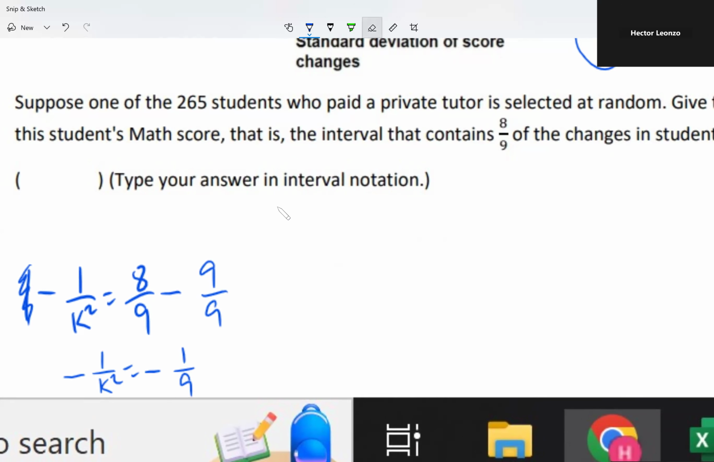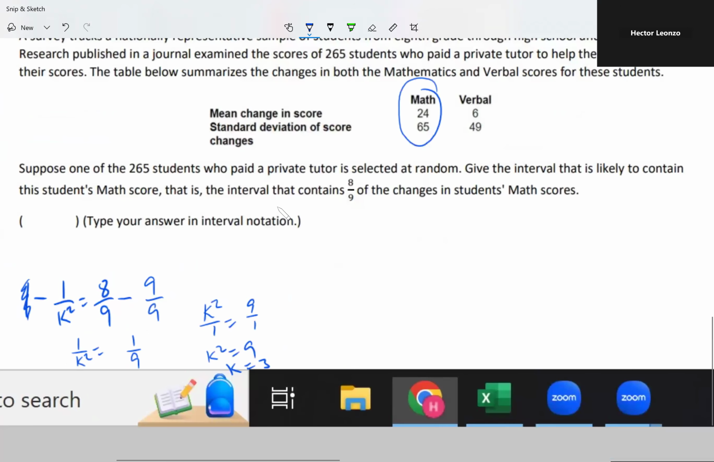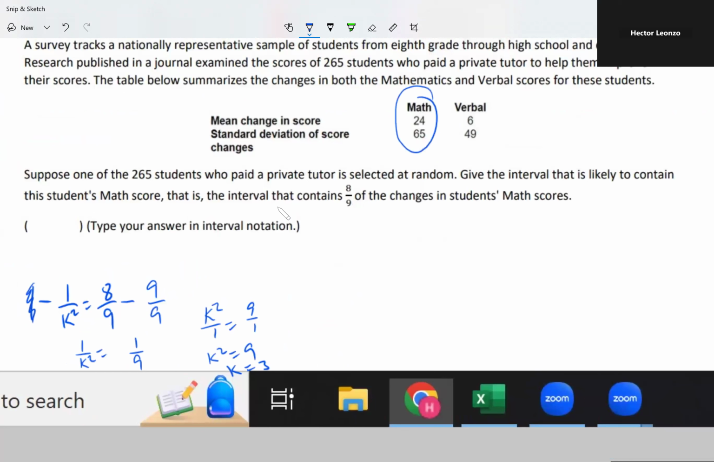The negatives cancel out, right? Oh, cool. So I flip my fractions. For space purposes, let me say K squared over 1 is equal to 9/1. So I have that K squared is equal to 9. From here we can see that K is equal to 3, right? Cool. I have my K value. K value is 3. So now here, I need to type in my interval. Information that I have: K is equal to 3, my average is 24, my standard deviation is 65.